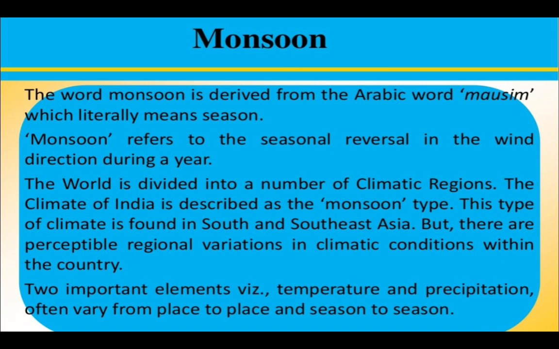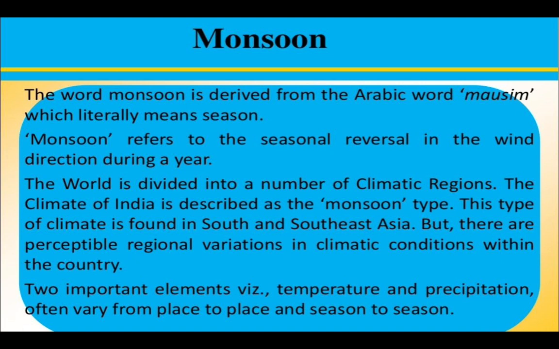The world is divided into a number of climatic regions. The climate of India is described as monsoon type. This type of climate is found in South and Southeast Asia. But there are perceptible regional variations in climatic condition within the country, because somewhere there is availability the natural landforms also support monsoon system.